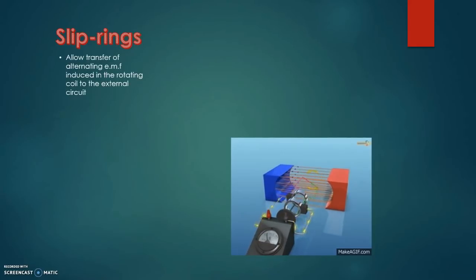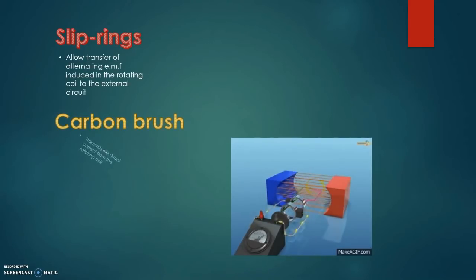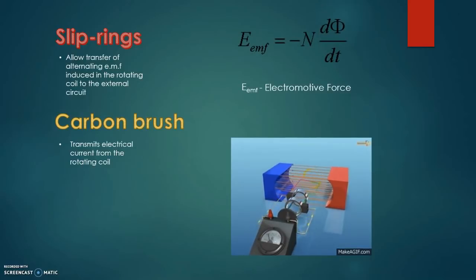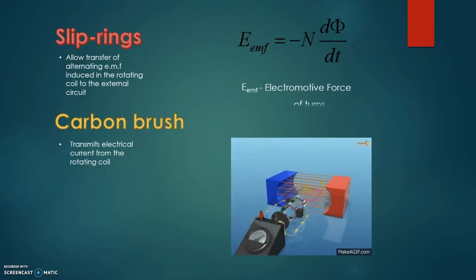Moving on, electrical current is transmitted from the rotating coil when it comes into contact with a carbon brush. As stated before, the operational principle of an AC generator is based on electromagnetic induction, which is defined by Faraday's law.